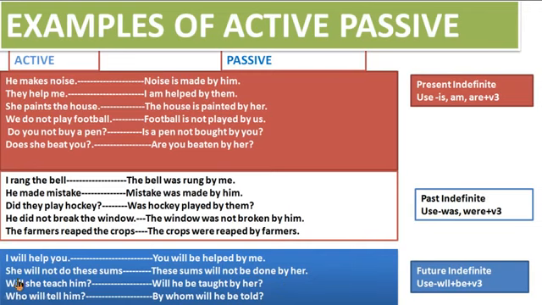Next sentence is an interrogative sentence. Will she teach him? We will use will first because this is an interrogative sentence. Him becomes he. Be, the third form of teach is taught, by her.